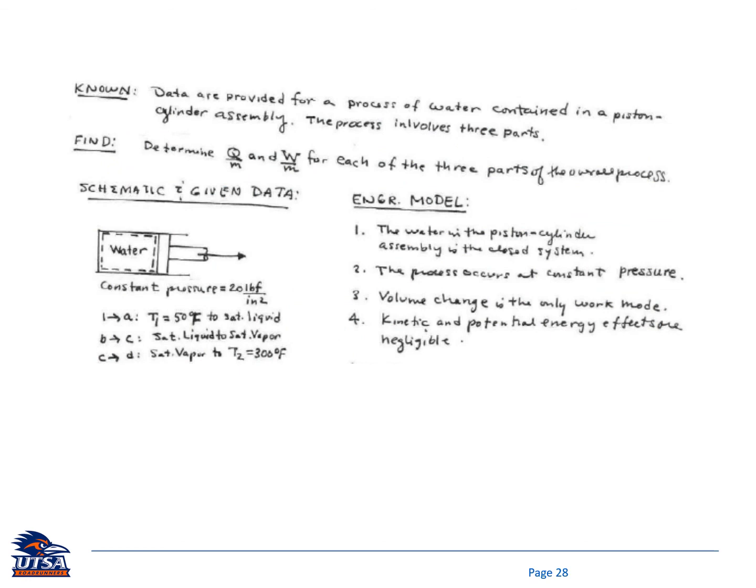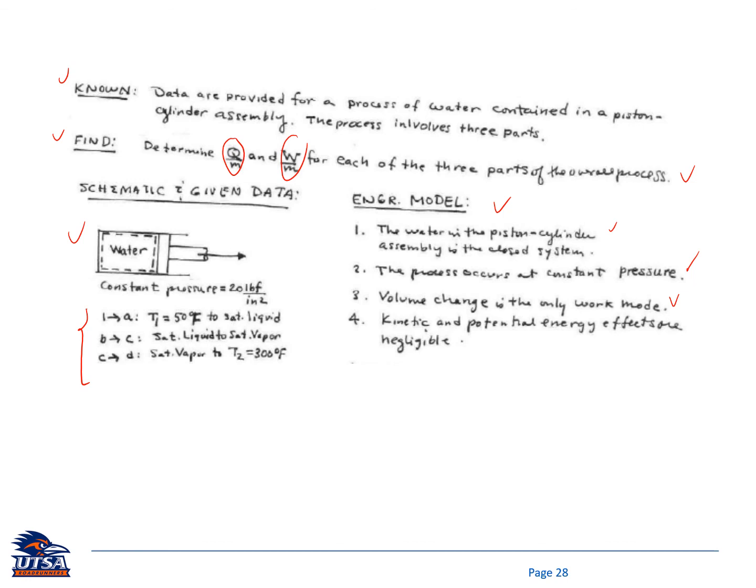So you need to write down what is known there and what we need to find out. So we need to find out Q, we need to find out W for each of the 3 parts of the process. And then you need to make a schematic here. So you have 3 processes here, 1 to A, B to C and C to D, and this is the engineering model. Okay, so assumption, the water is within the piston assembly, a closed system, and then constant pressure, no change of the kinetic energy and potential energy.